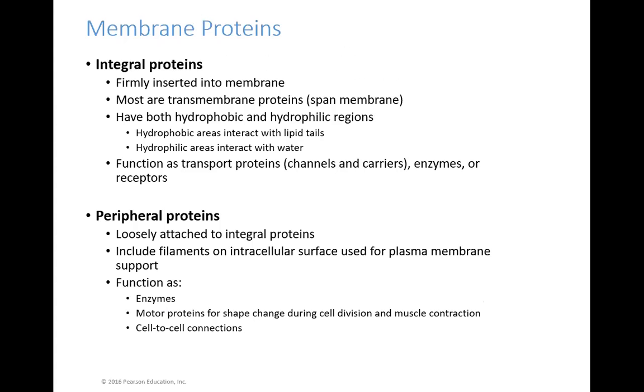Integral proteins go all the way through. They are what we call transmembrane proteins. Their job is to function as a carrier protein or a channel protein. I've given you examples of both of those. And they also function as a receptor site for other molecules to land on, or they function as an enzyme. We talked about enzymes the other day. So they may function as an enzyme, a location for chemical reactions on the membrane of the cell to take place and do things for us.